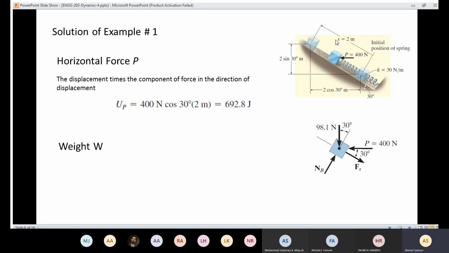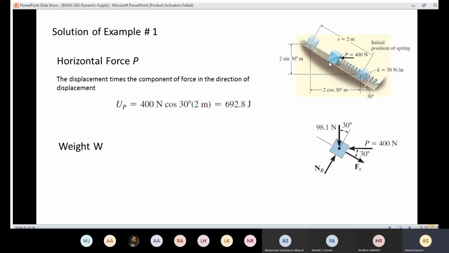Now let's see the weight. We are going to have a work as a result of the weight as well. Remember, we said that the work done by the weight is going to be minus W times the difference in Y. In this case, the block was here, and then the block has been moved there. If this one is 2 meters, the distance here is going to be 2 sine 30, and that distance is going to be 2 cosine 30.